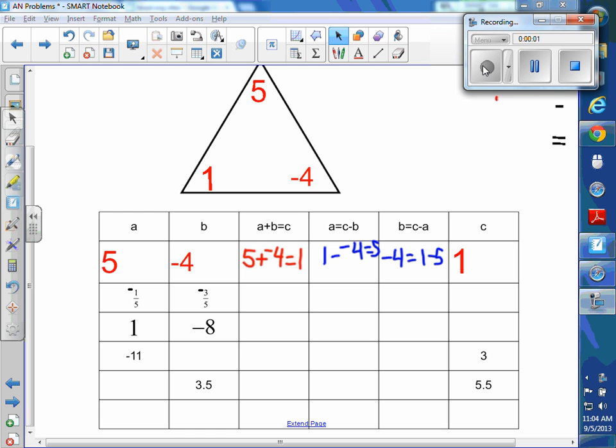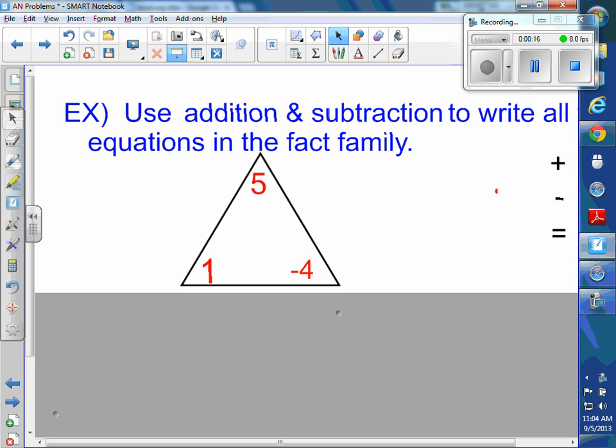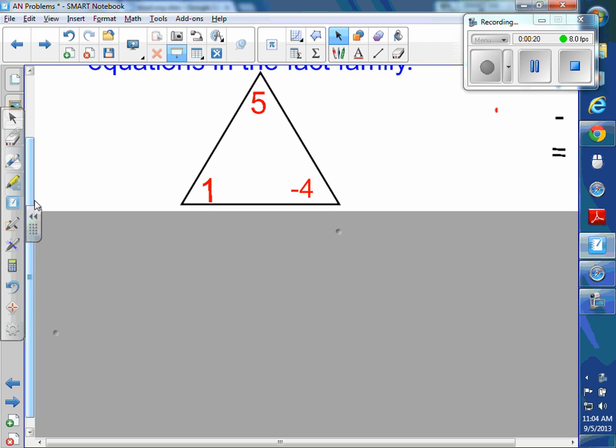So hopefully you're making progress on the table. Let's go back to the goal here. The ultimate goal is that you could be given three numbers without a table. And if I ask you to do addition and subtraction fact families, you can figure out how to do that. So, Sarah, do you remember one of the equations you can make with this?